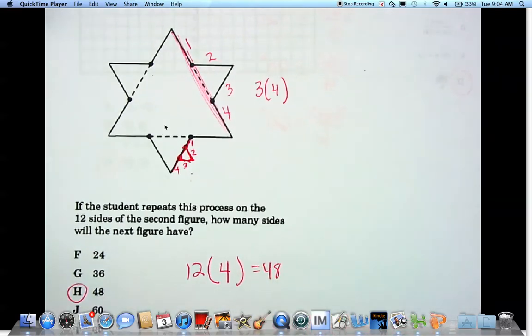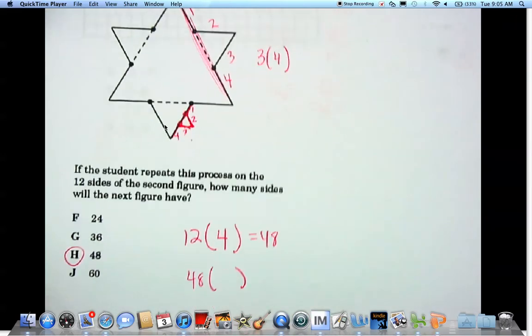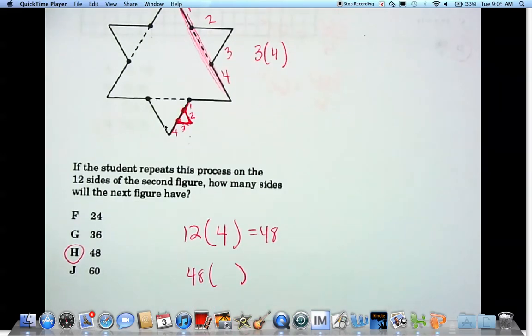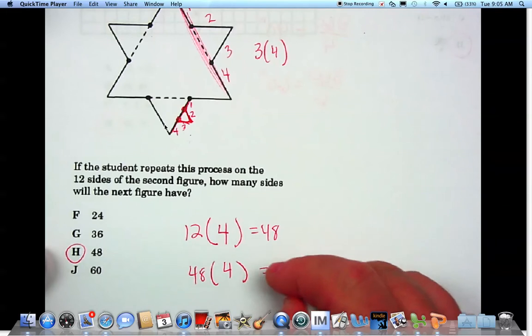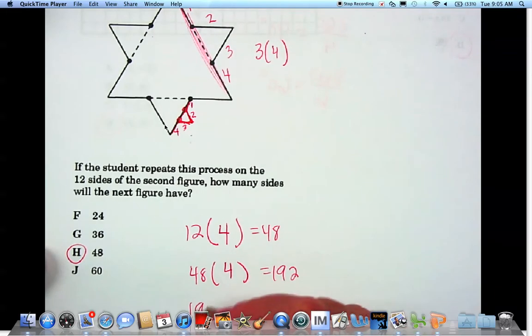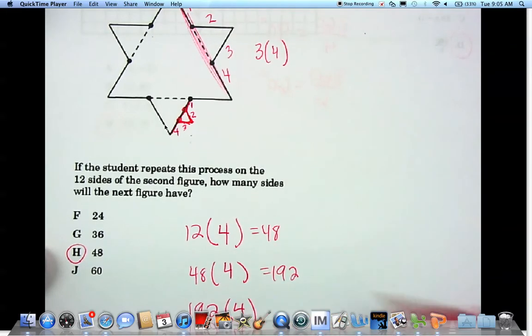Okay, so what about the next one? What would the next one be? You'd have 48 sides now. 192. And each side would have 4 new sides. So it'd be 192. Then you do 192 times 4 to get the next one. Okay, 768. There is always a pattern. 3,072. There you go.